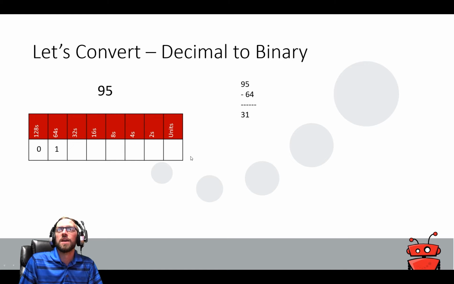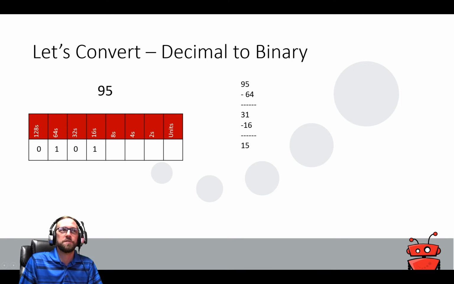And then if we deduct that 64 from 95, we still have 31 as our remaining decimal value that we have to figure out how it fits into this. So does 32 go into 31? No, because 32 is larger than 31, so that's going to be a 0. Does 16 go into 31? It sure does, so that'll be a 1. We'll deduct 16 from 31 like we did before. Now we're down to 15 remaining.